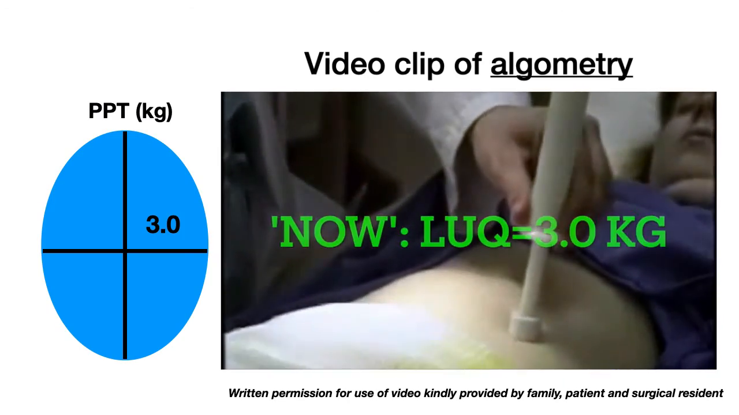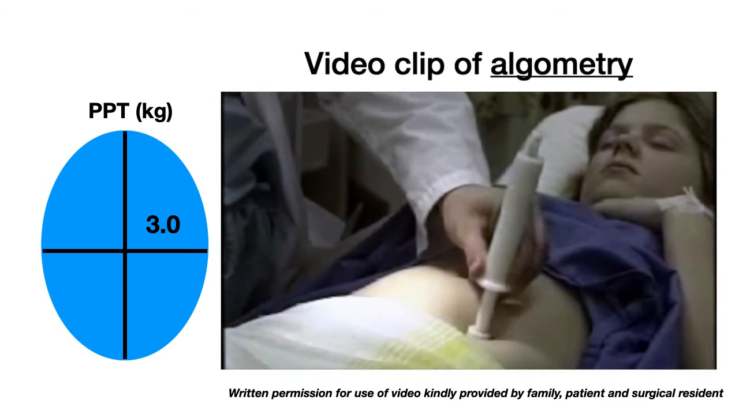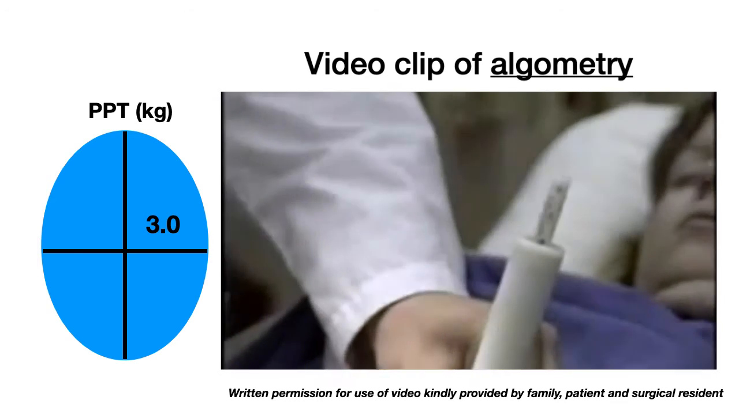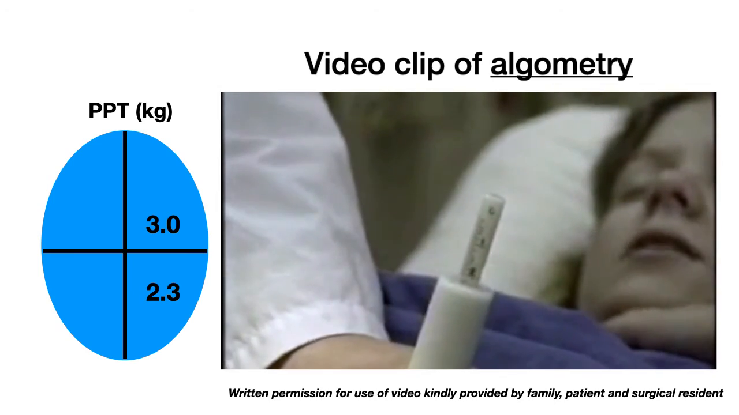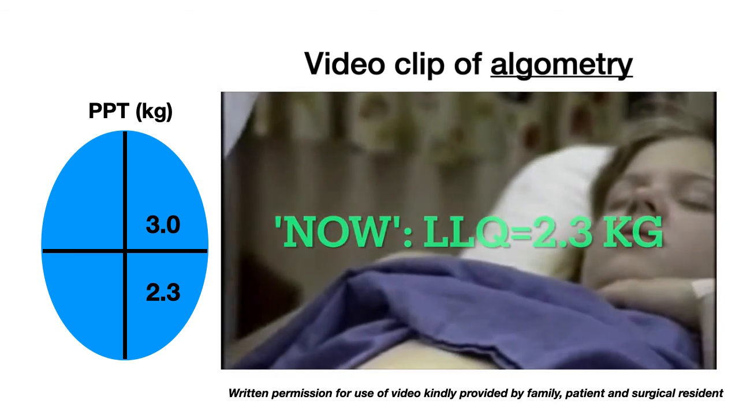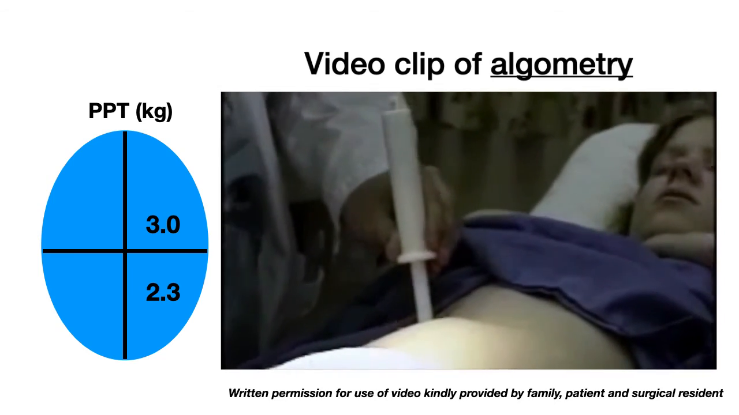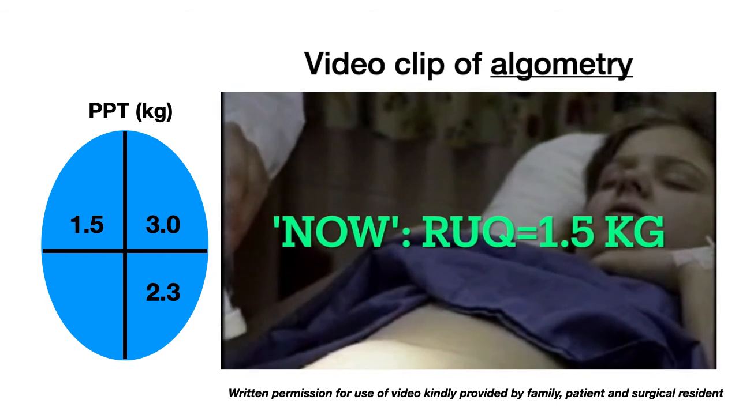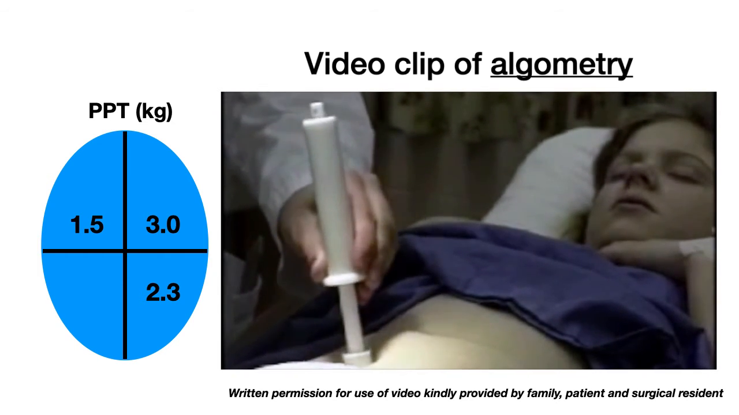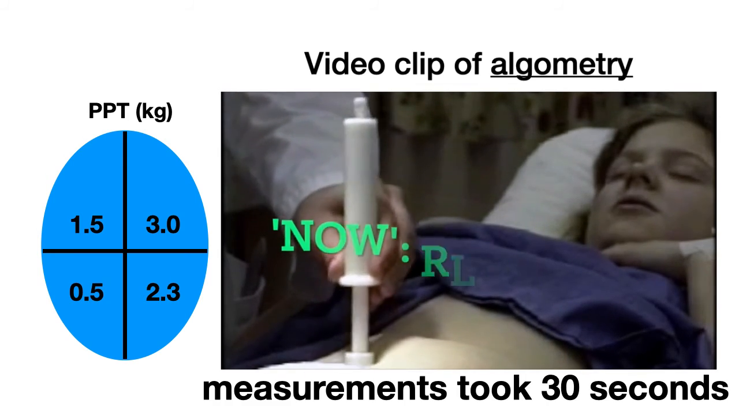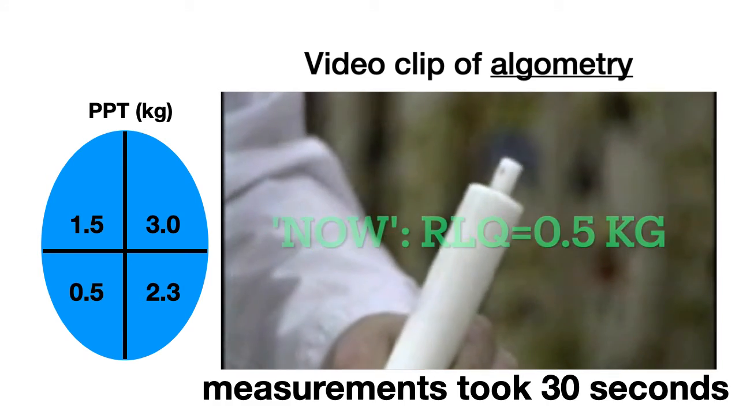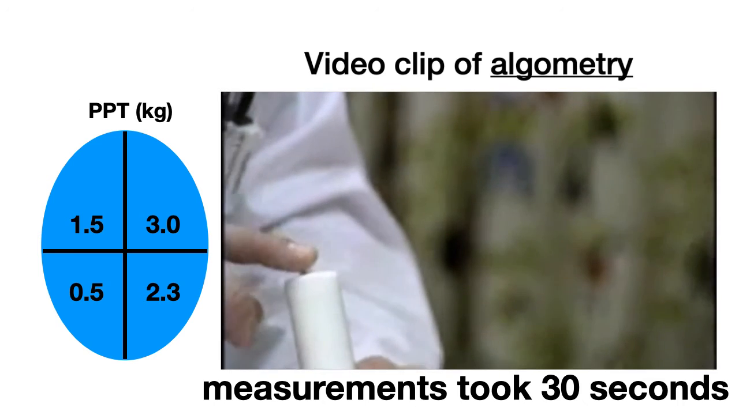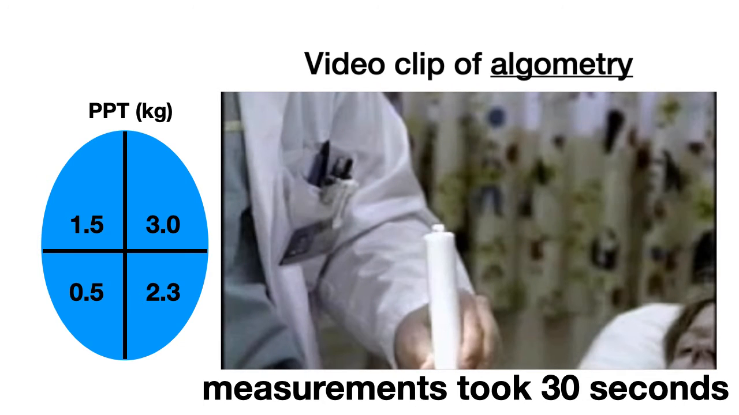Left upper quadrant normal at 3, left lower quadrant 2.3, right upper only 1.5, and the right lower quadrant a mere 0.5 kilo. Now that procedure took exactly 30 seconds.